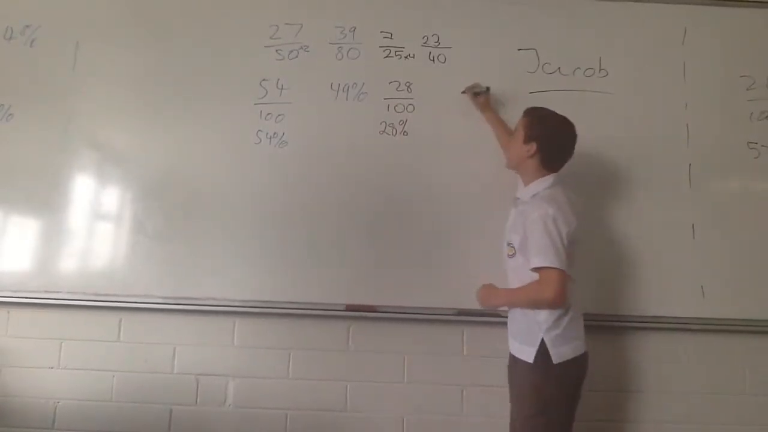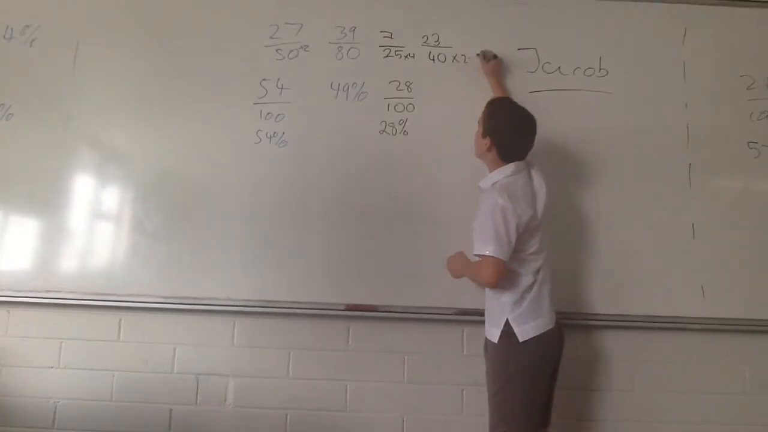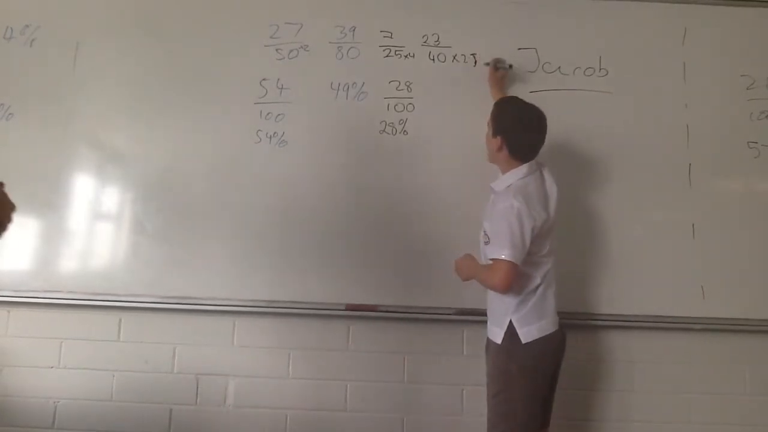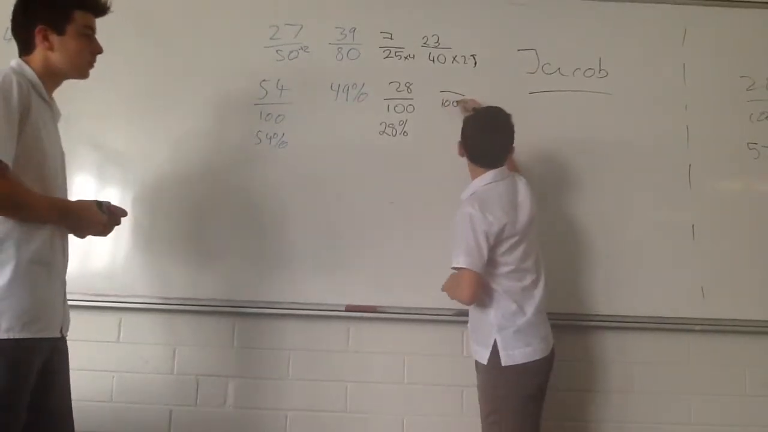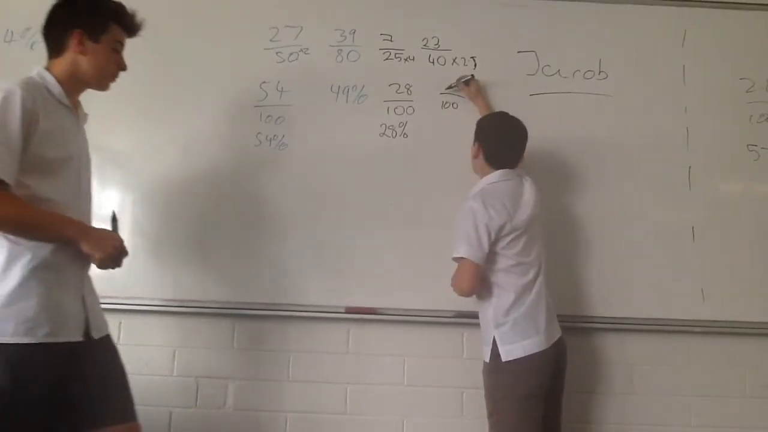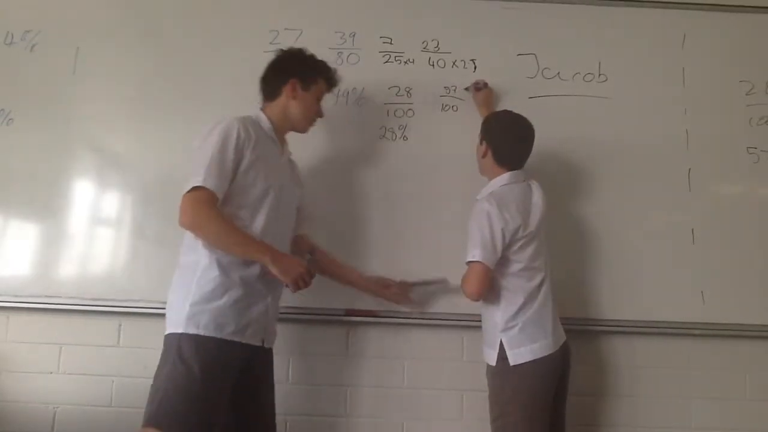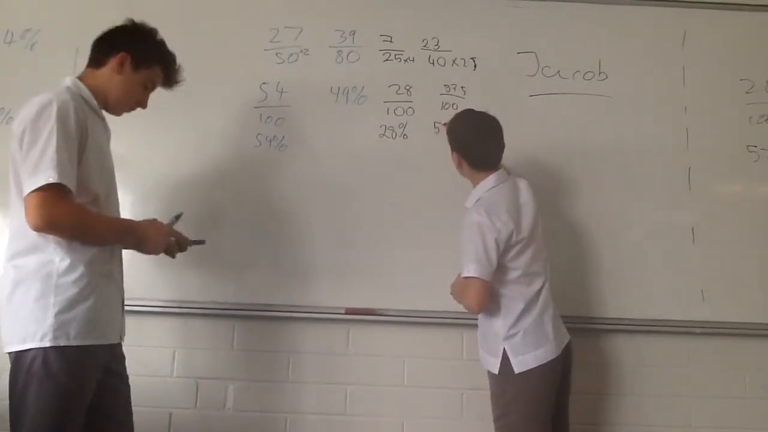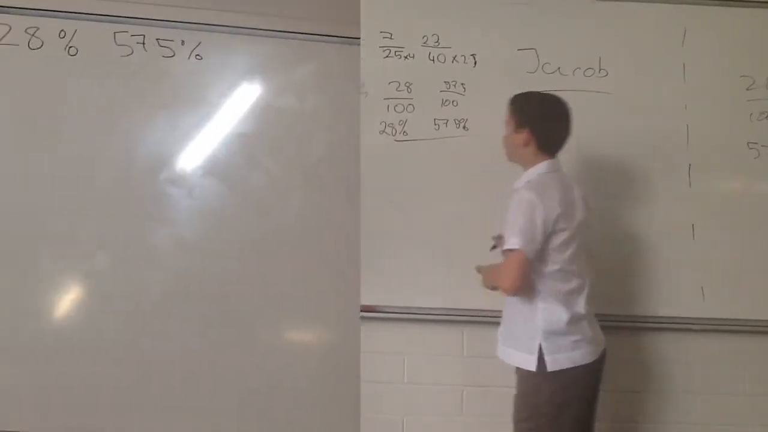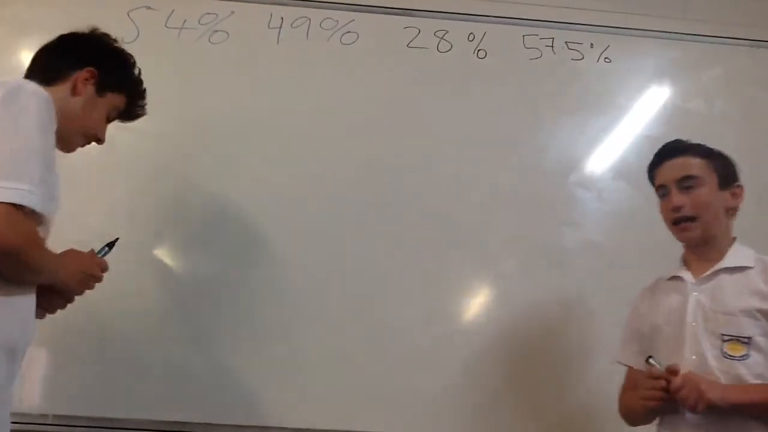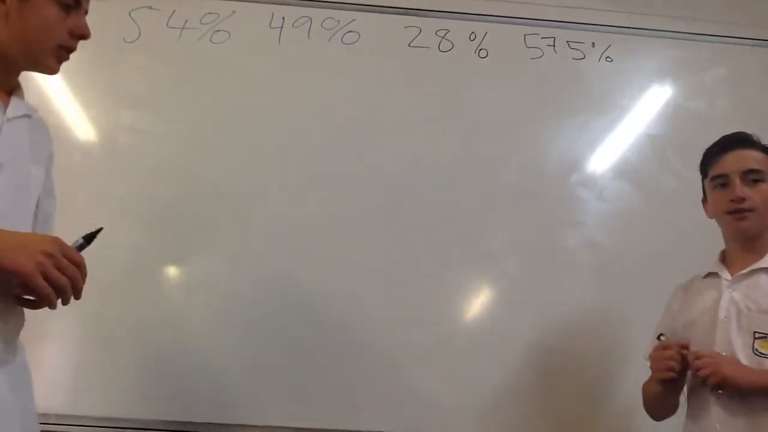And for this next one, we times it by 2.5, because 40 times 2.5 is 100. So then that equals 57.5, which then equals 57.5%. Okay. So now all these marks add up to the total 100%, so they're all going to be a quarter of the total result.